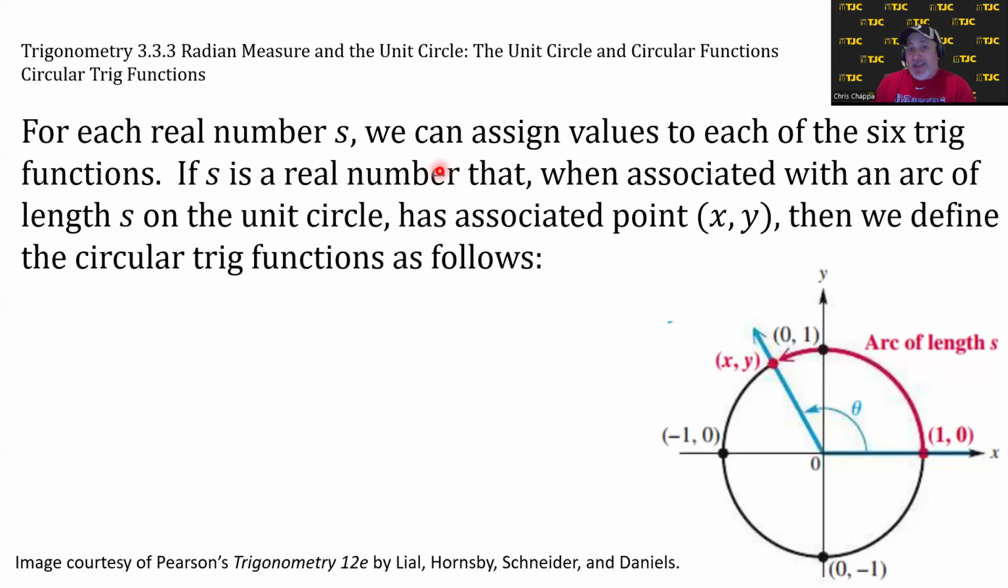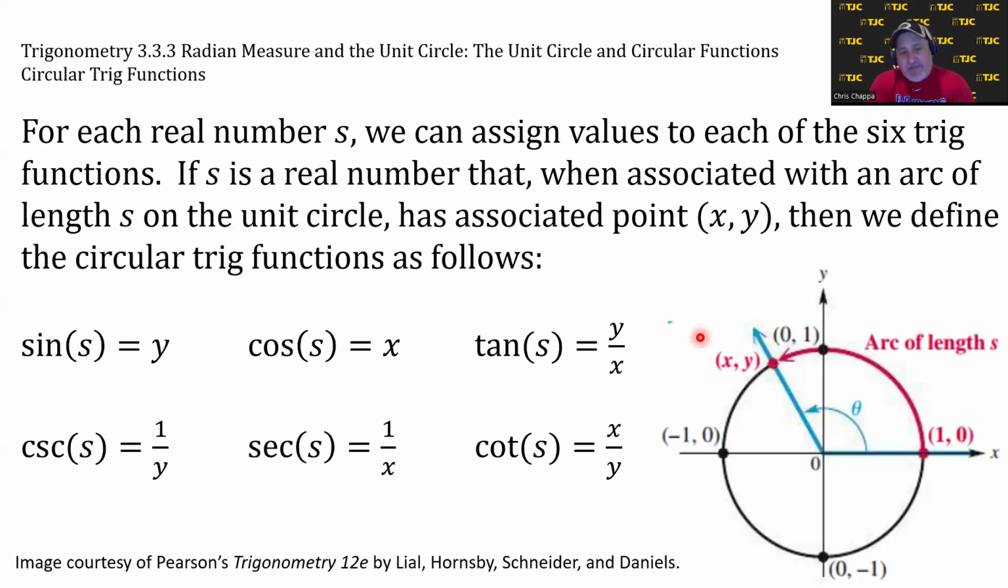Now, for each real number s, we can assign values to each of the 6 trig functions. If s is a real number that, when associated with an arc of length s on the unit circle, has associated point (x, y), then we define the circular trig functions as follows. Sine of s is equal to y. Cosine of s is equal to x. Remember, s is the arc. Tangent of s equals y over x, rather the arc length. Cosecant of s equals 1 over y. Secant of s equals 1 over x. Cotangent of s equals x over y.